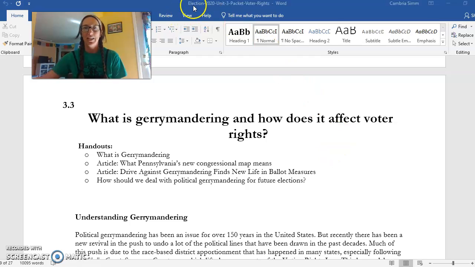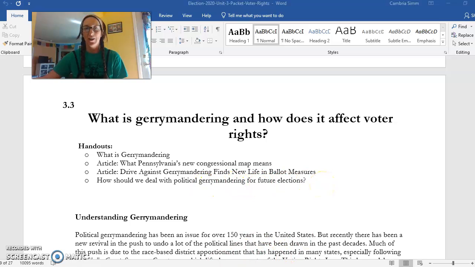I'm back here in the election 2020 unit packet, voter rights, that I attached last time. We're looking at the second half of the packet now. There are a couple of handouts in this packet. I'm going to walk you through the front. What is gerrymandering? And then I'm going to have you read two articles, what Pennsylvania's new congressional map means, and the drive against gerrymandering finds life in new ballot measures. And also, how should we deal with political gerrymandering for future elections?